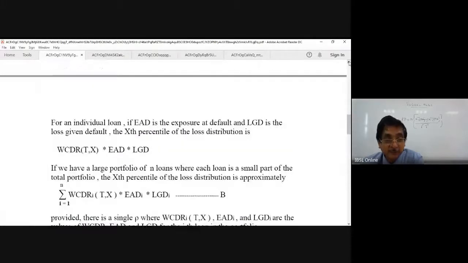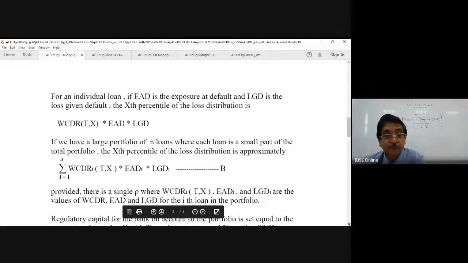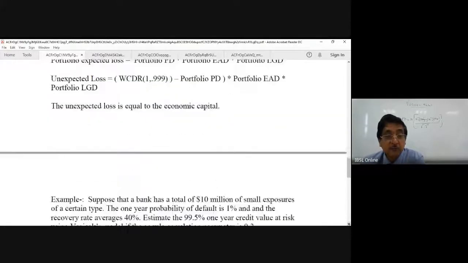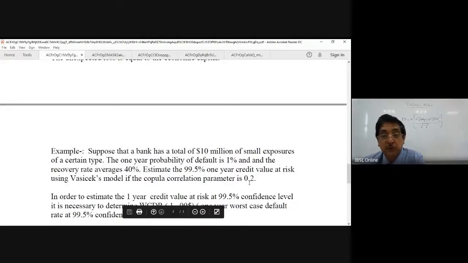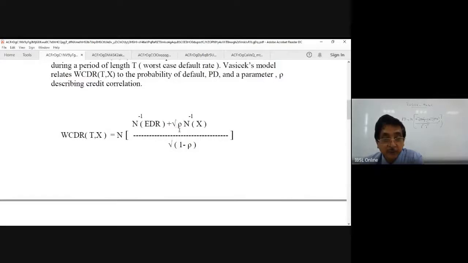So then, what we can do is, we can put 0.01 here. Then square root of rho, that is the correlation coefficient. So the correlation coefficient is also given here. What is that value? It is 0.2. 0.2 is the correlation parameter. So that also we can put into the formula: square root of 0.2, N to the power minus 1. The X is the confidence level, that is 0.995. You have to put 0.995 here. Then divided by the square root of 1 minus 0.2, that is the square root of 0.8. So then when you work it out, you get a value within the brackets. You have to get the normal curve area of that value. So that is how you can solve this question.